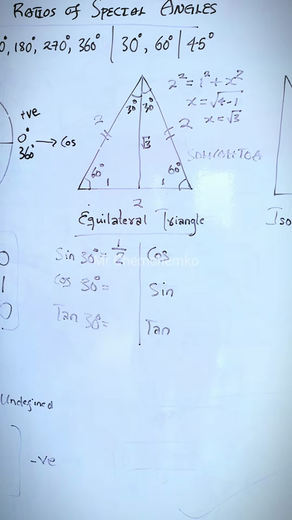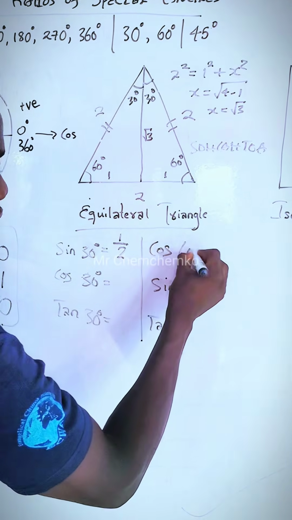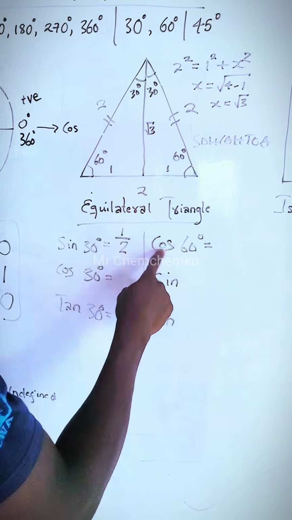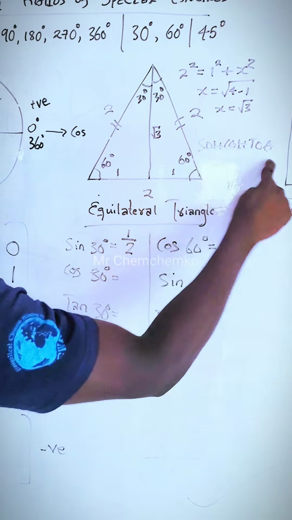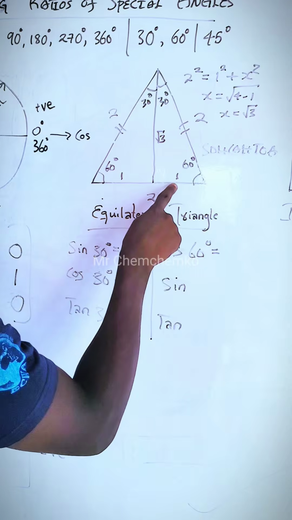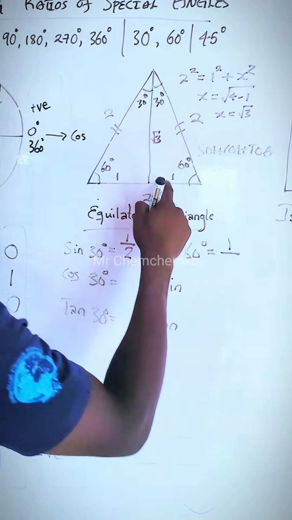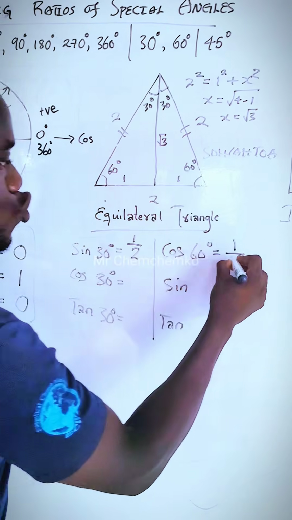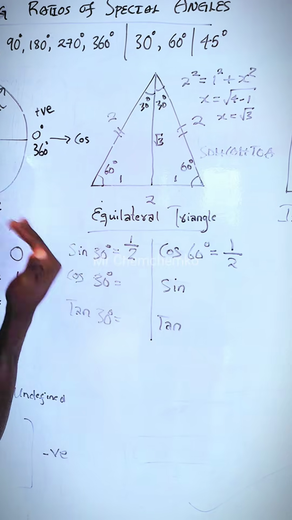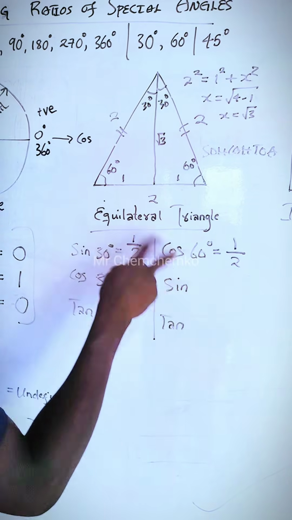Now, quickly, let me go to cos 60. You're going to see something beautiful. Cos 60, we're going to use the same SOHCAHTOA. Cos is adjacent over hypotenuse. What is the adjacent of 60? 1. And what is the hypotenuse? It is 2. Now what do you notice? That sine 30 is the same as cos 60. Now you can see the reason why I switched it.